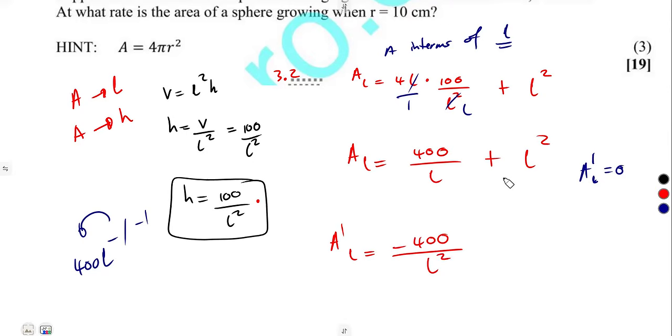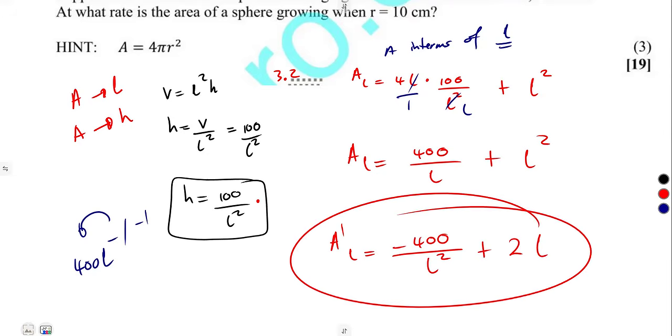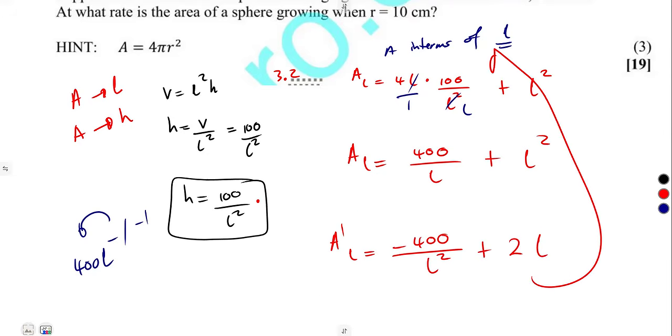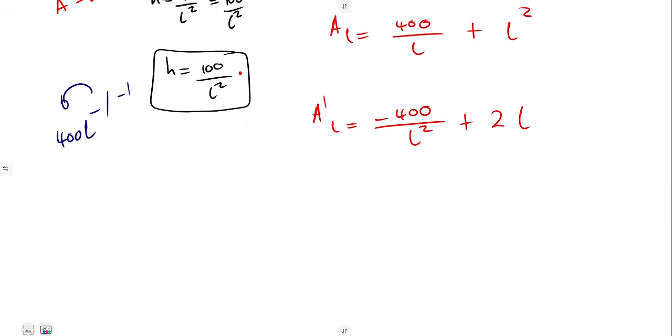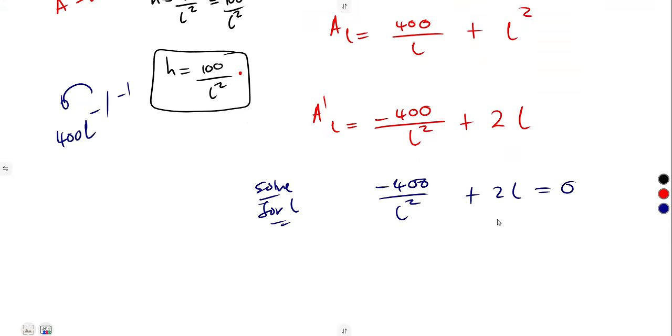The second part, drop the power, subtract 1, so that's 2L. So this is it. This is our first derivative, which must be equal to 0, as we stated above. So you're going to simply solve for L in this case, when minus 400 over L squared plus 2L is equal to 0, for us to have the minimum or the least area. So that's it.